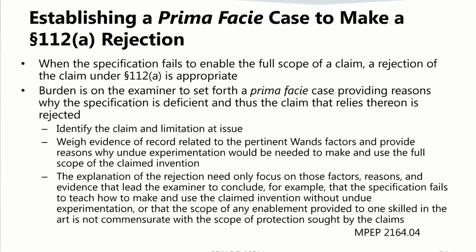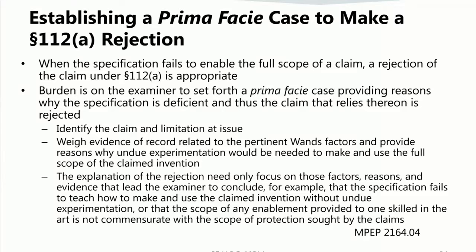When the specification fails to enable the full scope of a claim, a rejection of the claim under 112(a) is appropriate. Because there is a presumption that a specification as filed is enabled under 112(a), the burden is on the examiner to set forth a prima facie case, providing reasons why the specification is deficient, and thus the claim that relies thereon is rejected. In doing so, the examiner should identify the claim and limitation at issue, and weigh all of the evidence of record related to the pertinent Wands factors, and provide reasons why undue experimentation would be needed to make and use the full scope of the claimed invention.